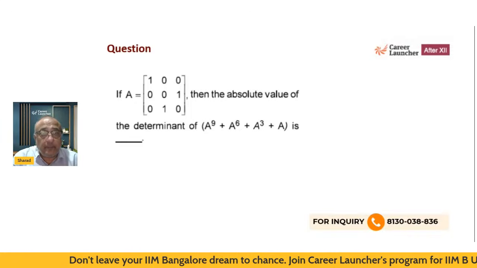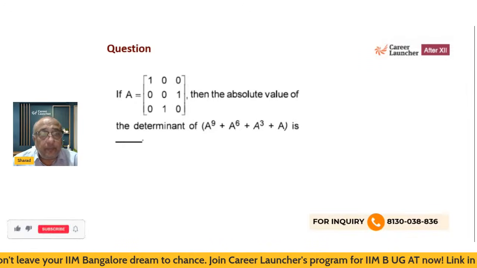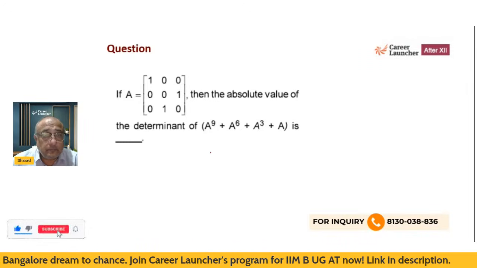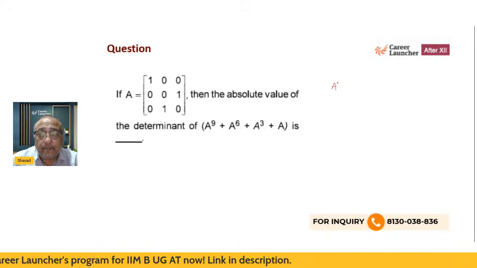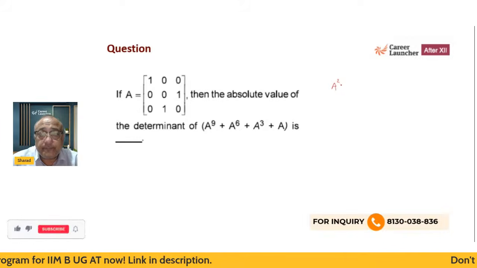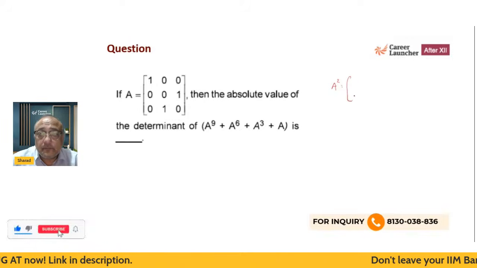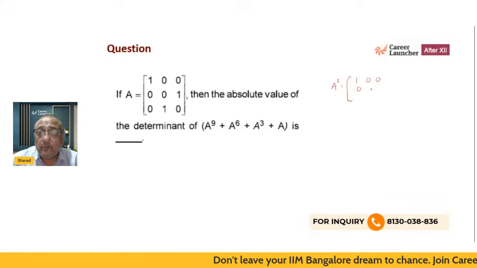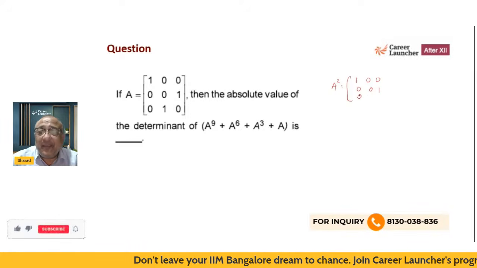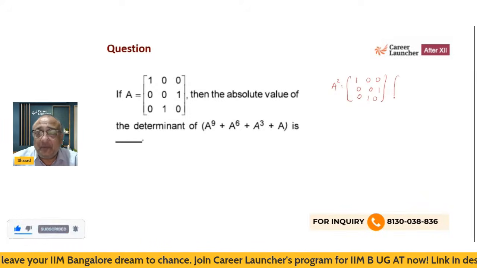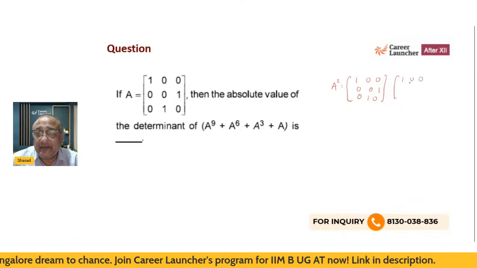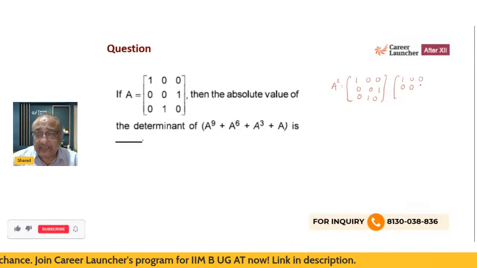Chalo, let me help you. Let us compute A square. 1, 0, 0, 0, 0, 1. Be careful while writing, at least the first time, A. Sometimes we miss values and then regret later, and we say that a silly mistake has happened.